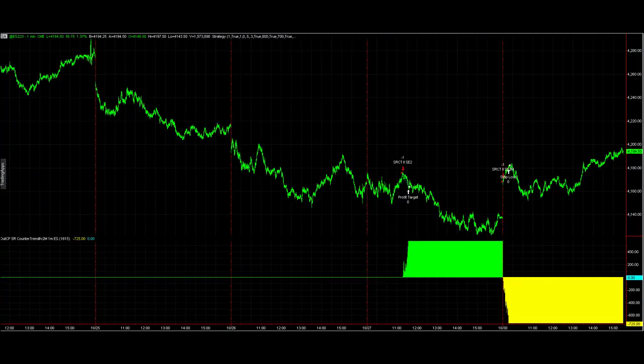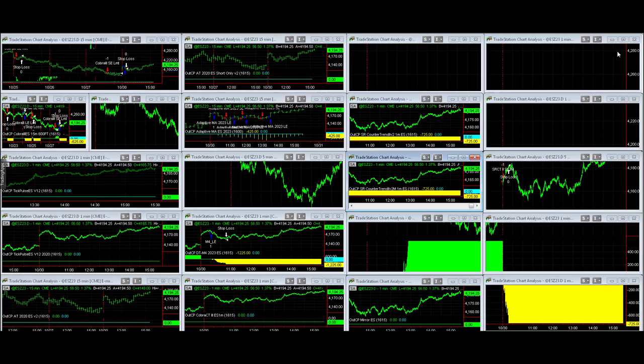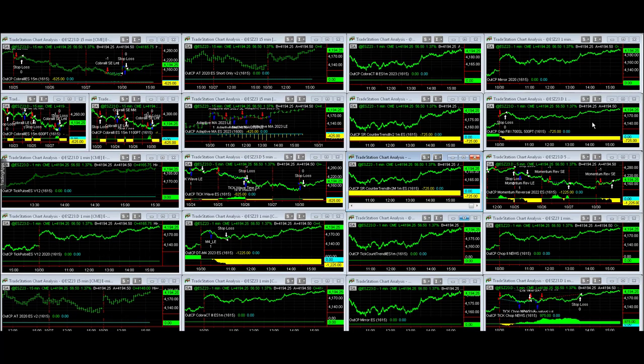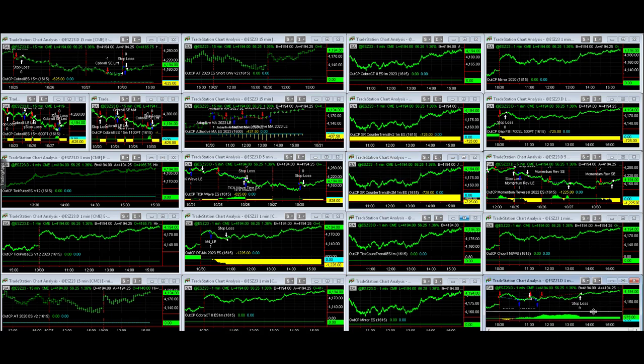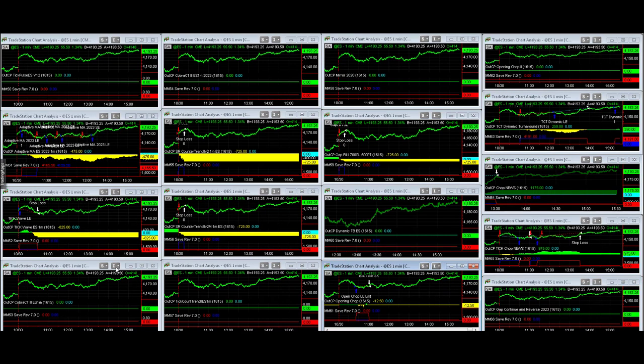Really difficult market. Like I said, minus 725 on momentum reversal. Got short, minus 1225. Gap fill one, minus 725, stopped out near the highs. And the only thing that's really doing well today is tick chop news, plus 975. That's on the S&P. Let's look at the NASDAQ strategies.